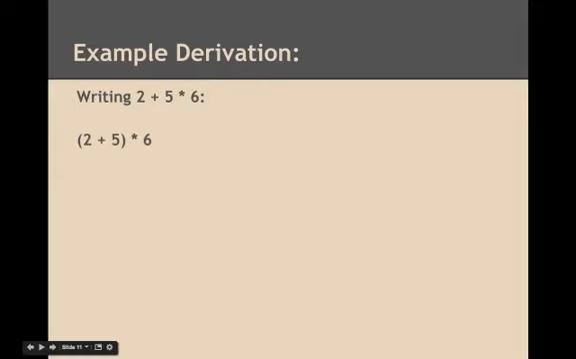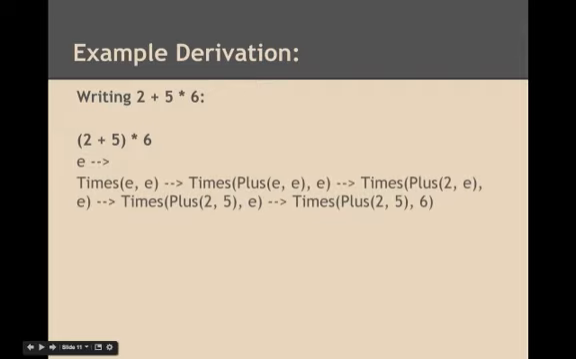If we wanted to combine 2 and 5 and then multiply by 6, we would start with our starting token, and as you can see by this derivation, we would reach the expression times of plus 2 and 5, and 6.